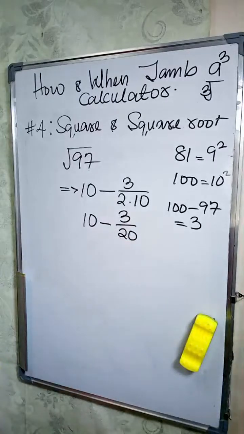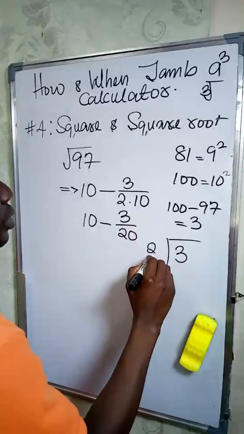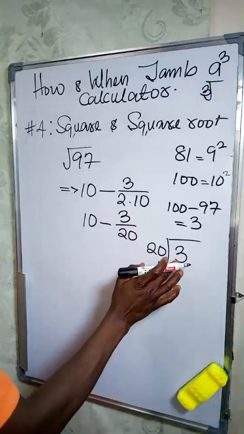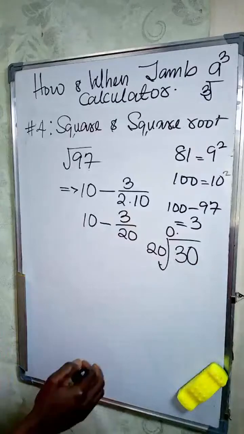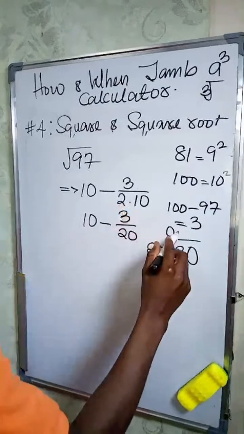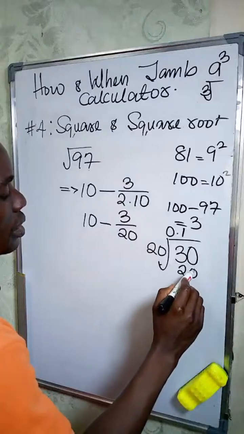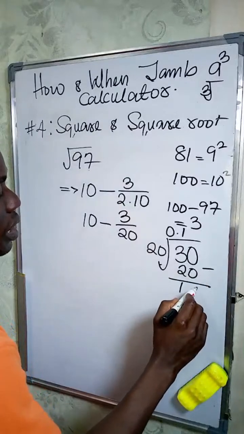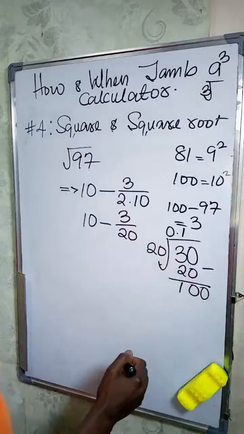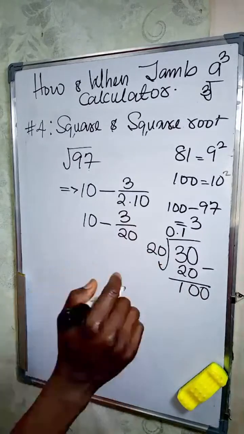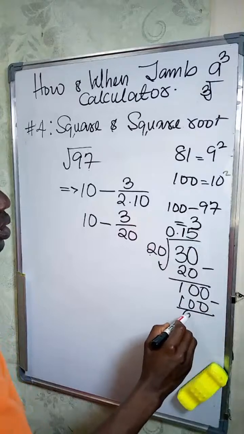3 divided by 20 na the same thing as 1 divided by 5. If you check am very well, 3 go dey inside, 20 go dey outside. 3 divided by 20 no dey possible, we go put 0. Point, put 1 0 here. 30 divided by 20, you go go how many times? 1. 20 times 1 go give us 20. You go minus this one, go give you 10 and 0. 10 divided by 20, e no dey possible, we go put 0. 100 divided by 20, wetin e go give you? 5. You go write 5. 5 times 20 go give you 100. So if you minus this one, it will give you 0, 0, 0.